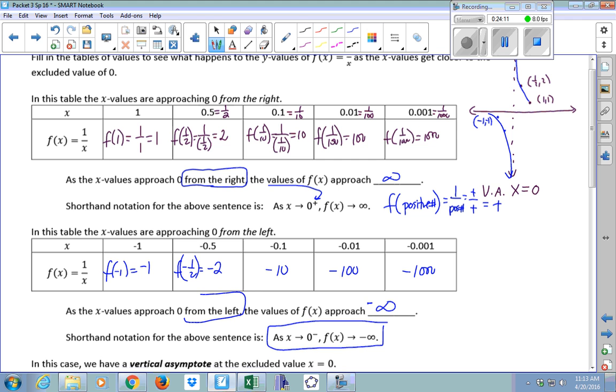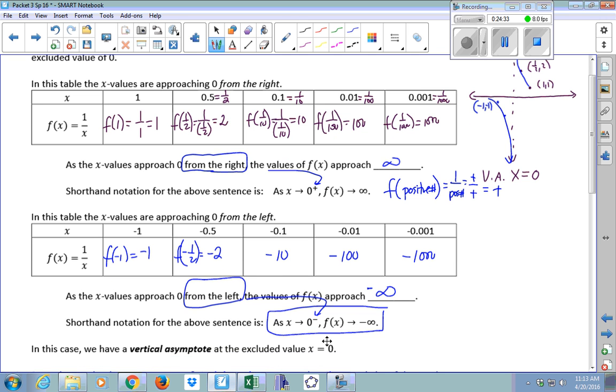And from the left is that little negative sign right there, saying we're coming in from the left and the value of our function is approaching, going way down, down, down to negative infinity. It's decreasing without bound. And that's how we represent those two ideas. So in this case, we have a vertical asymptote at the excluded value x equals 0, which is our y-axis. That's what I labeled right here, vertical asymptote at x equals 0.